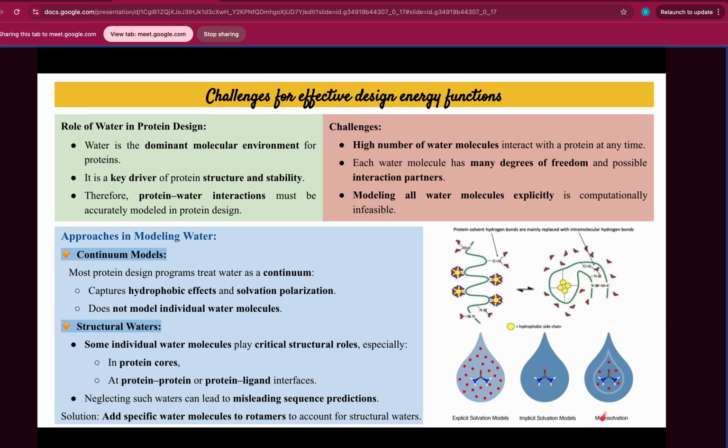In such cases, we can go for micro solvation models, in which instead of considering all individual water molecules, we consider a few of the individual water molecules which are responsible for the interactions. So we add specific water molecules to the rotamers to account for the structural waters, and the other water molecules are considered to be a continuum. So this is the method in which we use the implicit model along with individual water molecules. It is used in cases where these water molecules have some structural roles. This will take slightly more time than the implicit models, but it will be a more accurate model.